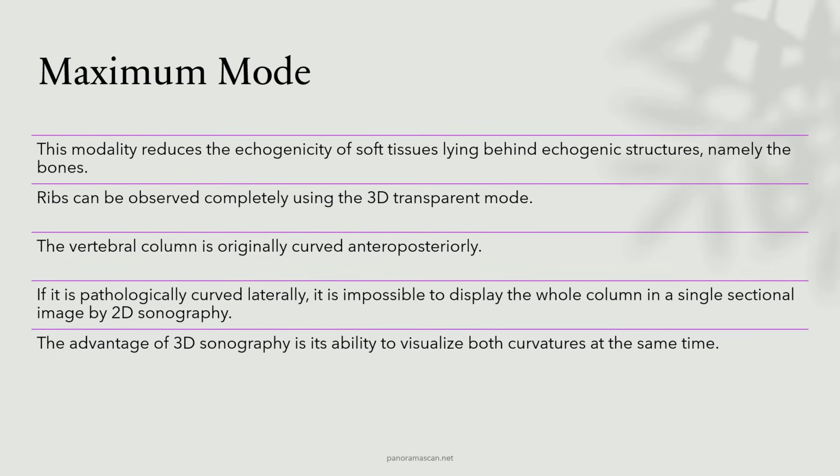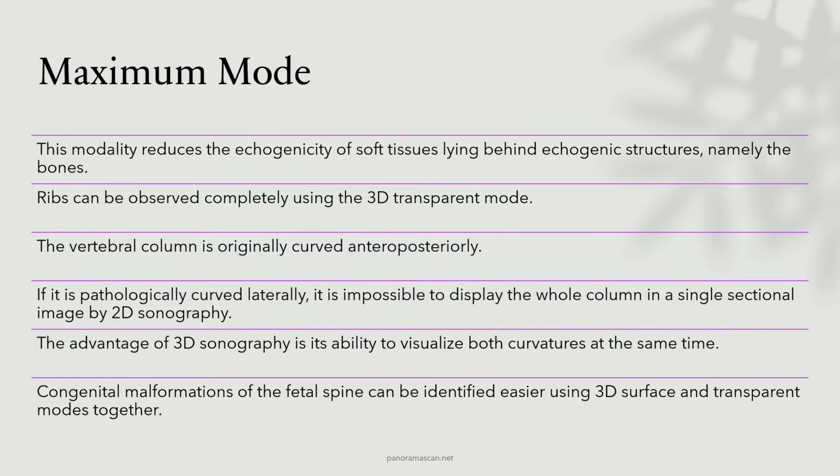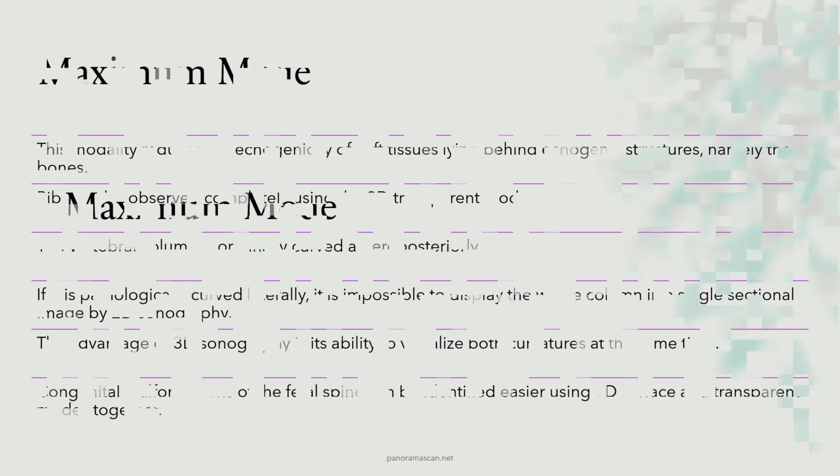In 3D sonography, ribs can be fully visualized using transparent mode, and the vertebral column can be examined for both anteroposterior and lateral curvatures. This is essential for a more accurate representation of the spine and rib cage in the developing fetus. The combination of 3D surface and transparent modes enhances the ability to detect congenital malformations of the fetal spine, such as scoliosis or spina bifida. These modes offer better visualization of spinal deformities, improving diagnostic accuracy and enabling early intervention.